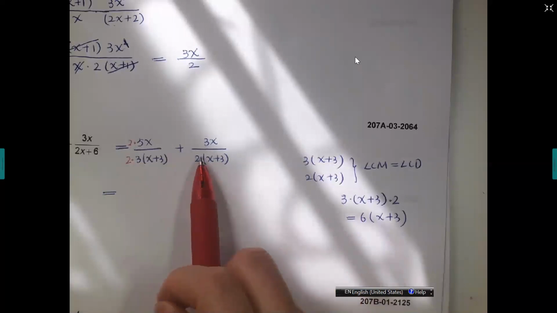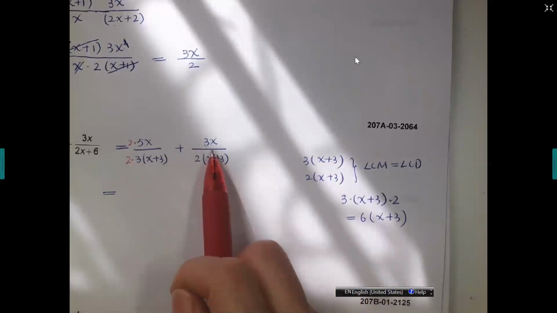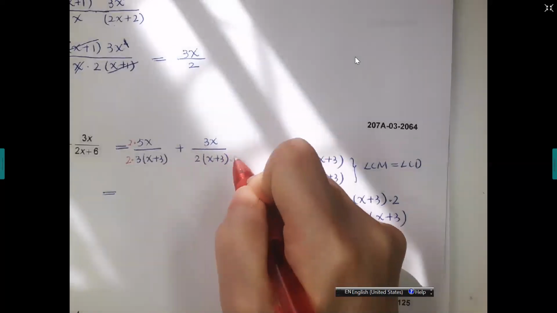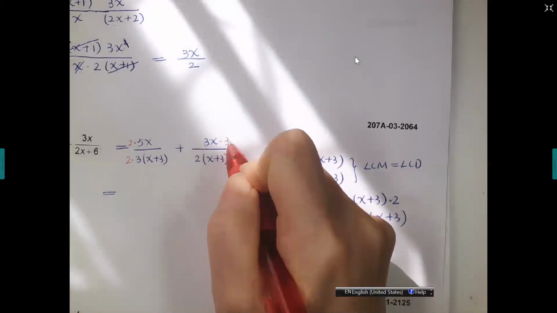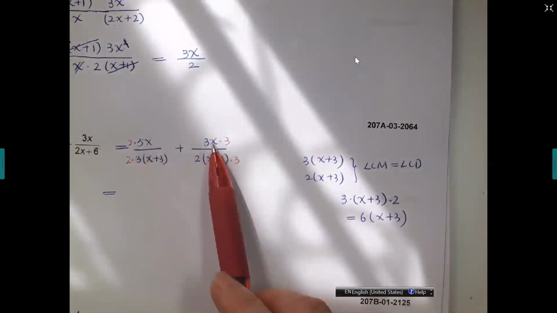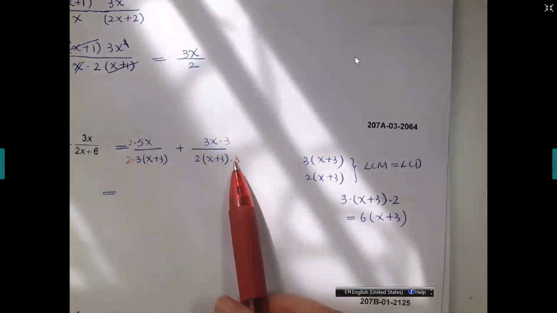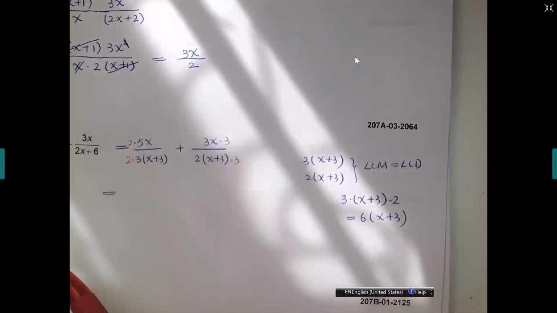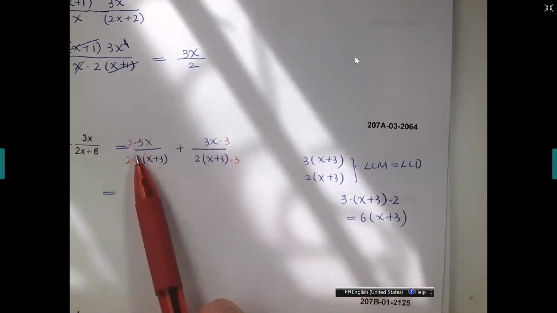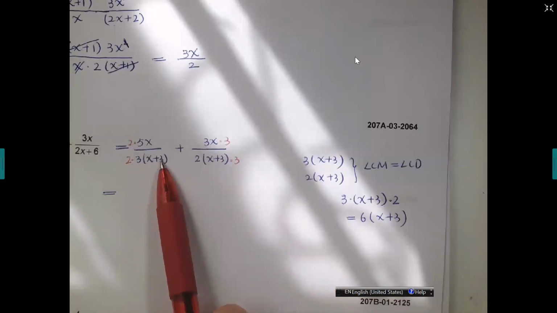Then do the same thing to the second rational expression. How can I turn this into that one? I need to multiply by 3. So this one times 3, this one times 3 as well. Remember, we cannot just change the denominator. We should change the numerator as well to make sure we are not changing the problem. We just make them look new. Everything that we have done to the denominator, do the same thing to the numerator. Then I'm ready.